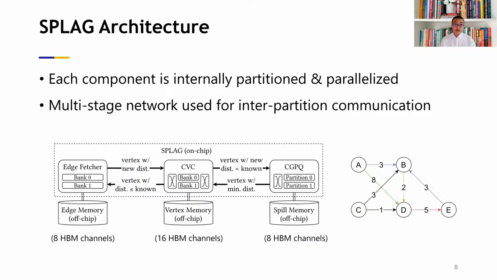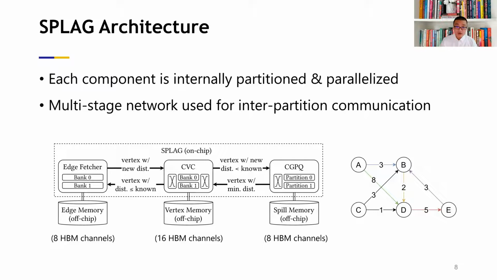This slide shows the Splat architecture implementing the algorithm in the previous slide. The 3 major components are each internally partitioned and parallelized. The partitioning is done based on the modulo of vertex IDs. Since each vertex may have neighbors in any partitions of vertices, we use a multi-stage network to route the vertices to the correct partition.